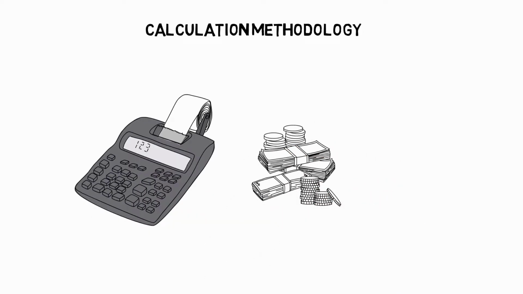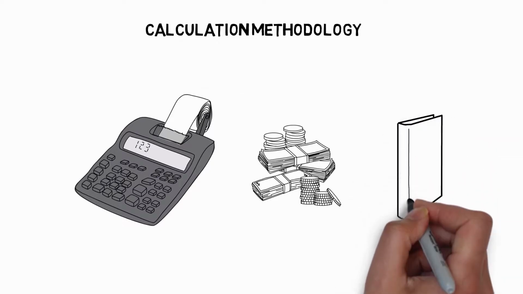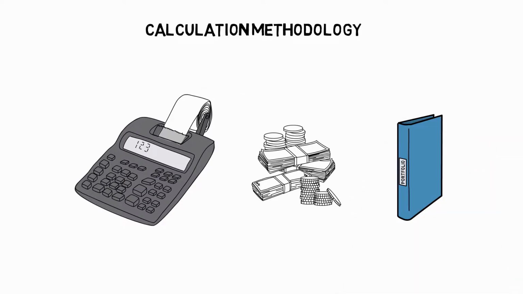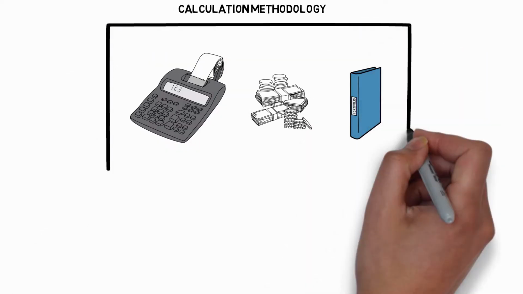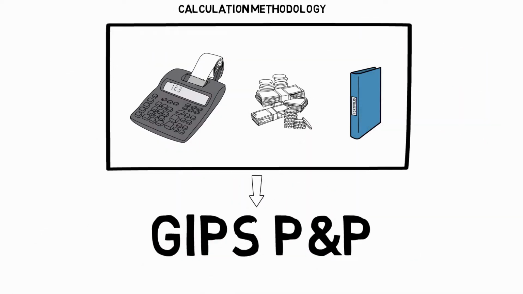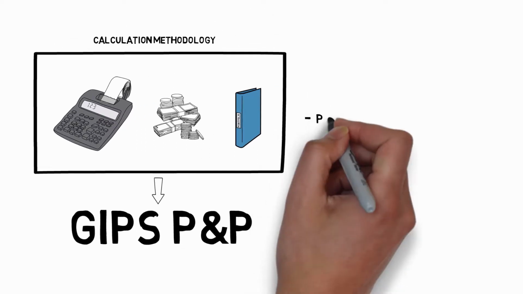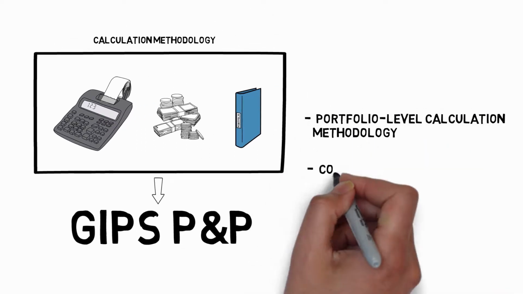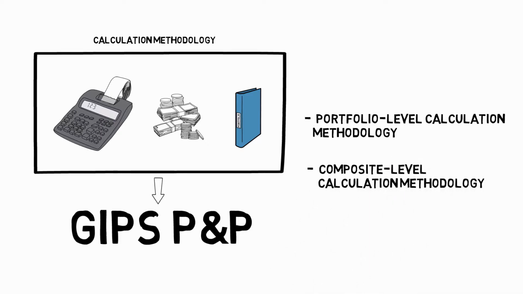While GIPS provides a framework for how to calculate performance, firms may have different methods for handling external cash flows, asset weighting portfolios, calculating dispersion, etc. The specifics of the methods used must be documented in the firm's GIPS P&P. This section is typically broken down to separately discuss portfolio-level calculation methodology and composite-level calculation methodology.